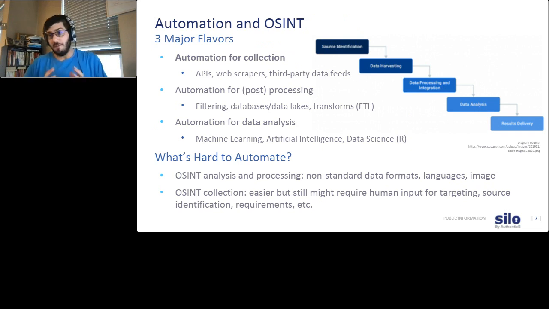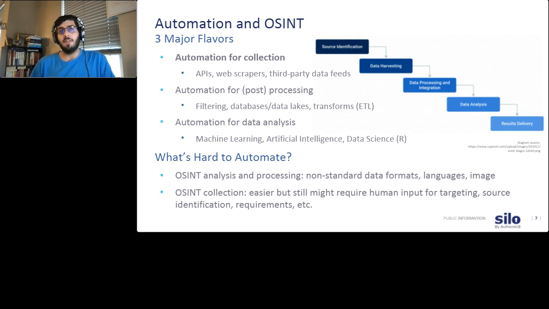So while we are focusing on OSINT collection, I do want to just talk about automation in general when we think about data science and data analysis. So this graphic is also really good at showing you all of the different steps that might be needed in data analysis in general. You start with identification of the information you need, and you end with results and dissemination.